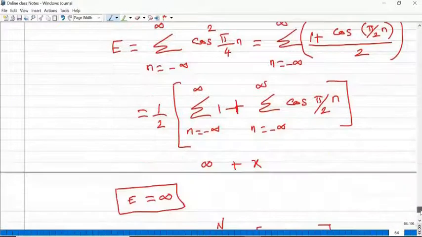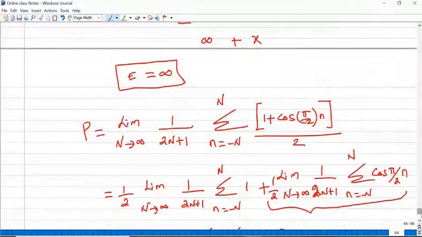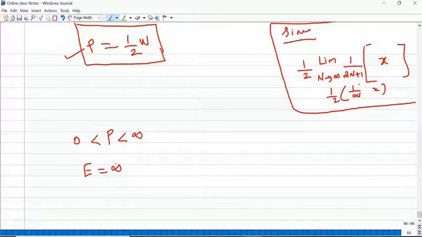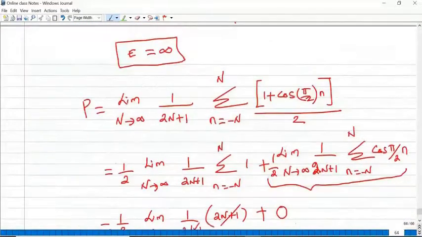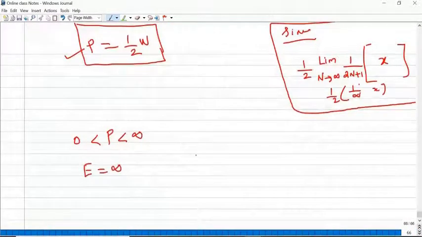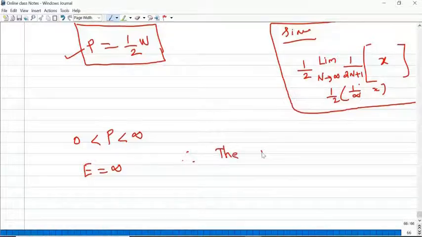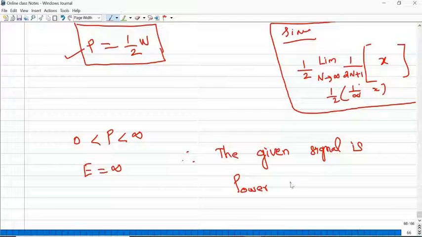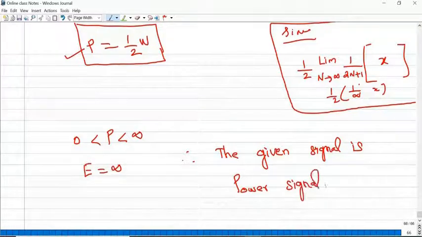Now we calculate energy. Energy is equal to infinite. Power is finite. As per the definition, for a power signal, power must be finite. Yes, this is satisfied. And energy must be infinite. So we solved, energy value is infinite. So power finite, energy infinite. Therefore, the given signal is a power signal. Okay, that's it.